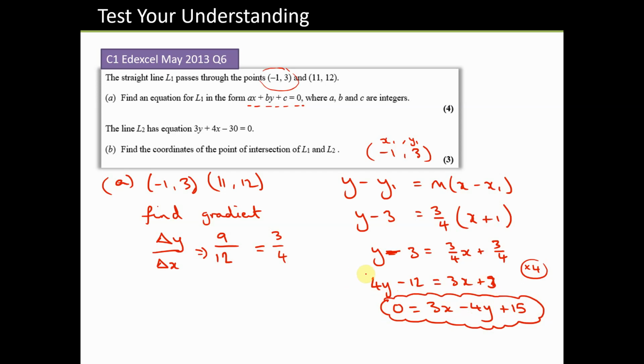If you moved all of this stuff over to the left, that would also be a valid form and you wouldn't get it wrong. So you could have minus 3x plus 4y minus 15. That would be correct also, so you would get the mark.